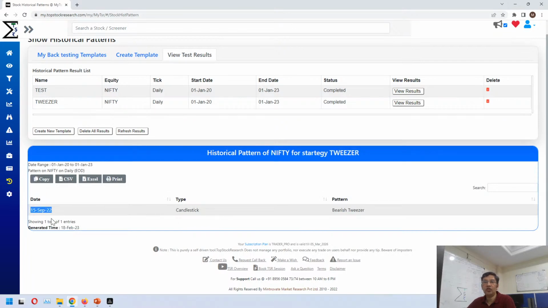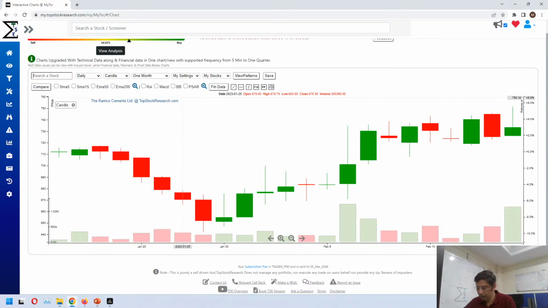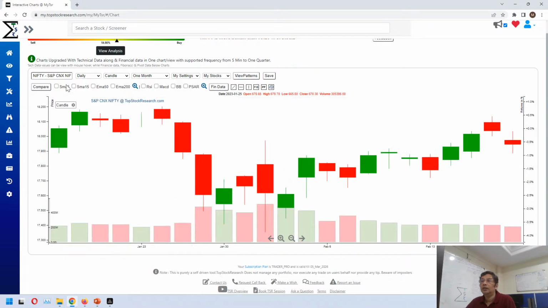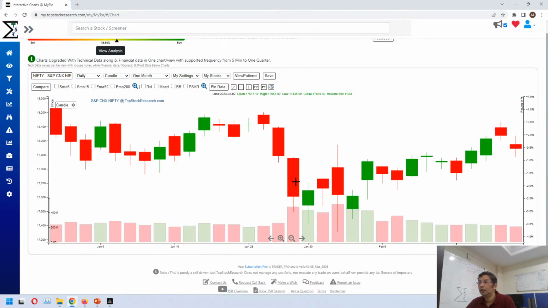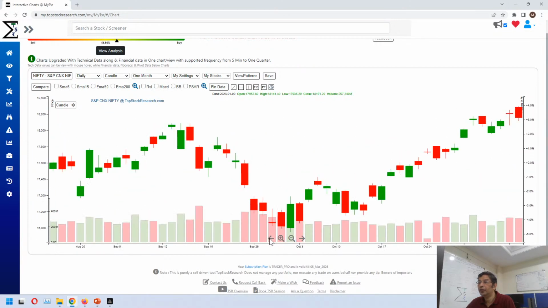Only one tweezer was formed on 15th of September. So the rarity of this pattern is very, very high. In about 3 years, the range that we have selected, only one pattern is formed, and that too a bearish tweezer. Let's see how this particular thing is. 15 September 2022. Let's look at the chart. Go to Nifty. See here, right? A bearish tweezer was formed and the market indeed came down, right?